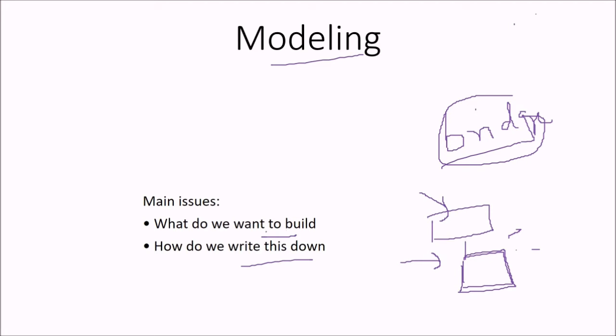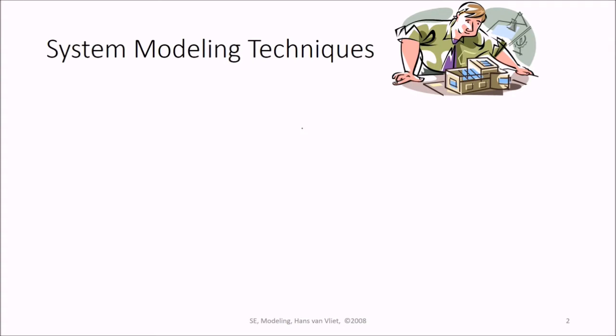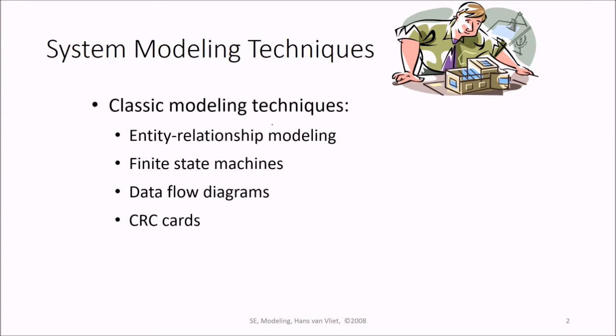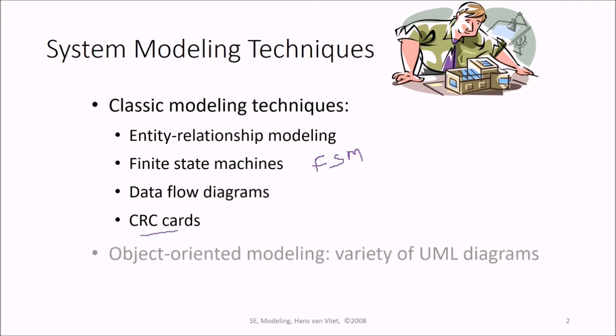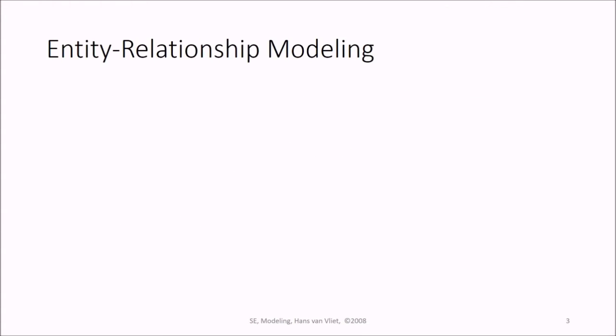So this is what we are talking about, that we want to build a model of a software. Then we want this to be written down in some way. There are certain system modeling techniques. Classical modeling techniques include the ER modeling, that is entity relationship model, FSM, that is finite state machine, data flow diagrams, DFDs, used to model the software, and CRC cards. We'll see these collaboration cards. Then object oriented modeling. In this object oriented modeling, we use a variety of UML diagrams to model the product.